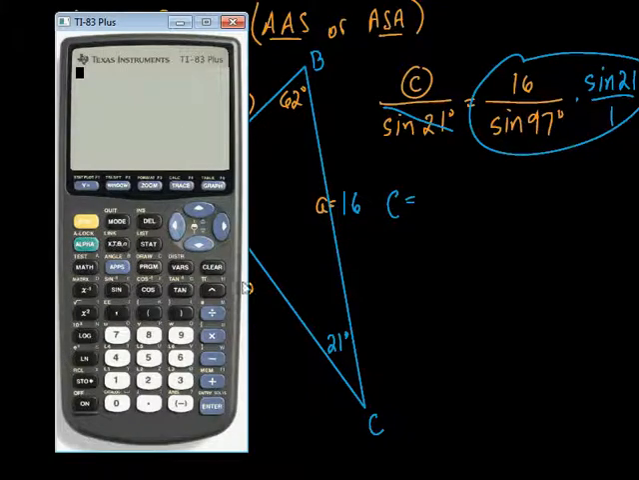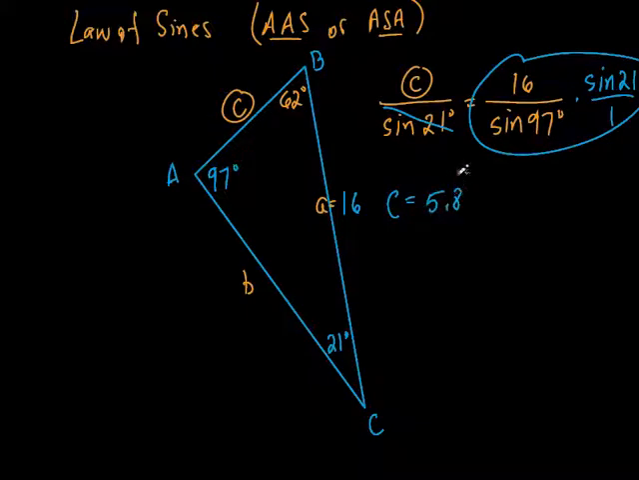So how do I do that? Well, just multiply the top together. I'm going to go 16 sine of 21. Everybody see that? And then what do? Divided by what? Sine of 97. So I hit sine of 97. You should practice this on your calculator. Hit equals, and I should get the answer, 5.77. It says rounded to the nearest tenth, so I don't write 5.7, do I? What do I write? 5.8, because that rounds the 7 up to an 8, so it's 5.8. So C is approximately 5.8.